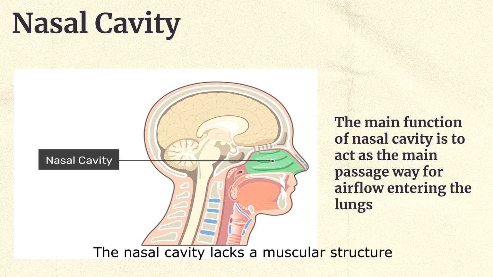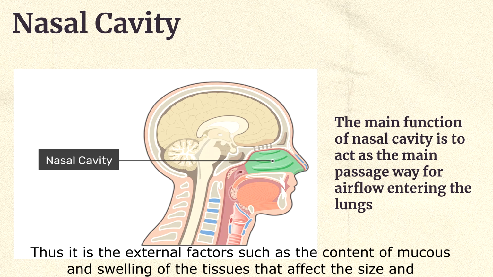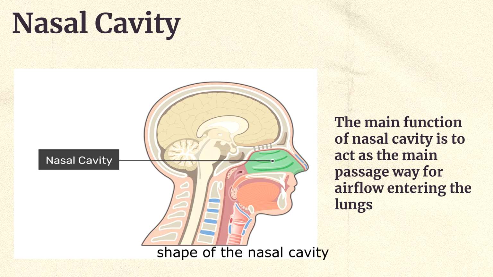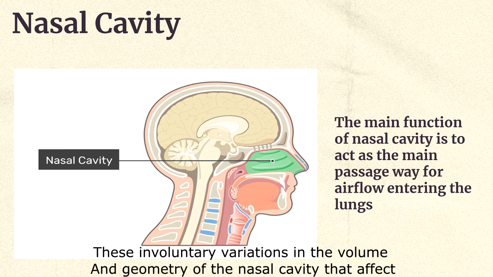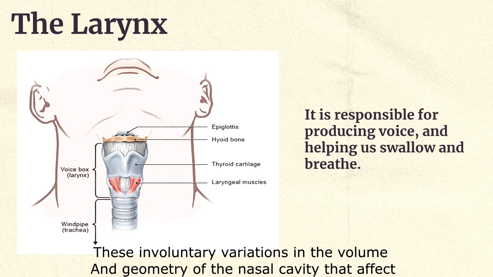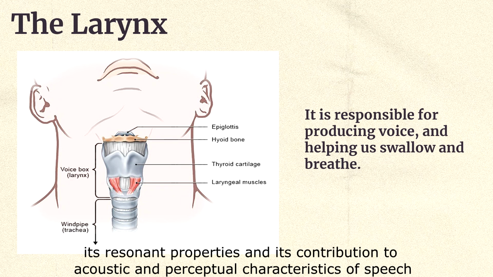The nasal cavity lacks a muscular structure. Thus, it is external factors such as the content of mucus and swelling of the tissues that affect the size and shape of the nasal cavity. These involuntary variations in the volume and geometry of the nasal cavity affect its resonant properties and its contributions to acoustic and perceptual characteristics of speech.